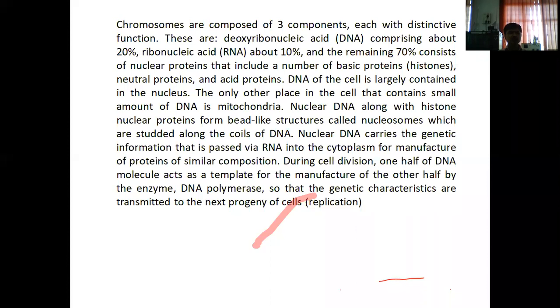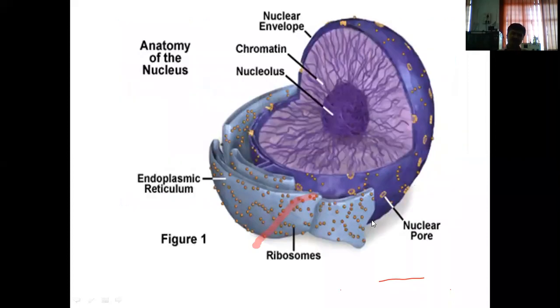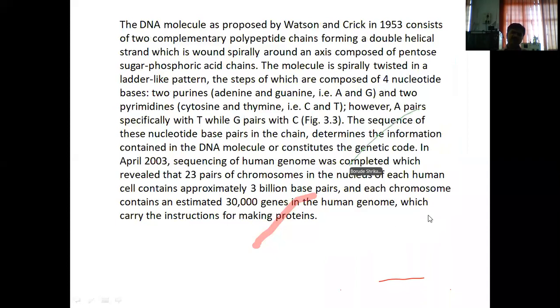Okay, nucleosomes are there. Nucleosomes are nothing but the combinations of what? Histone proteins and DNA. Nuclear DNA along with histone nuclear proteins form bead-like structures called nucleosomes, which are studded along the coils of DNA. Like this. Replication we can say here. The DNA molecule is proposed.